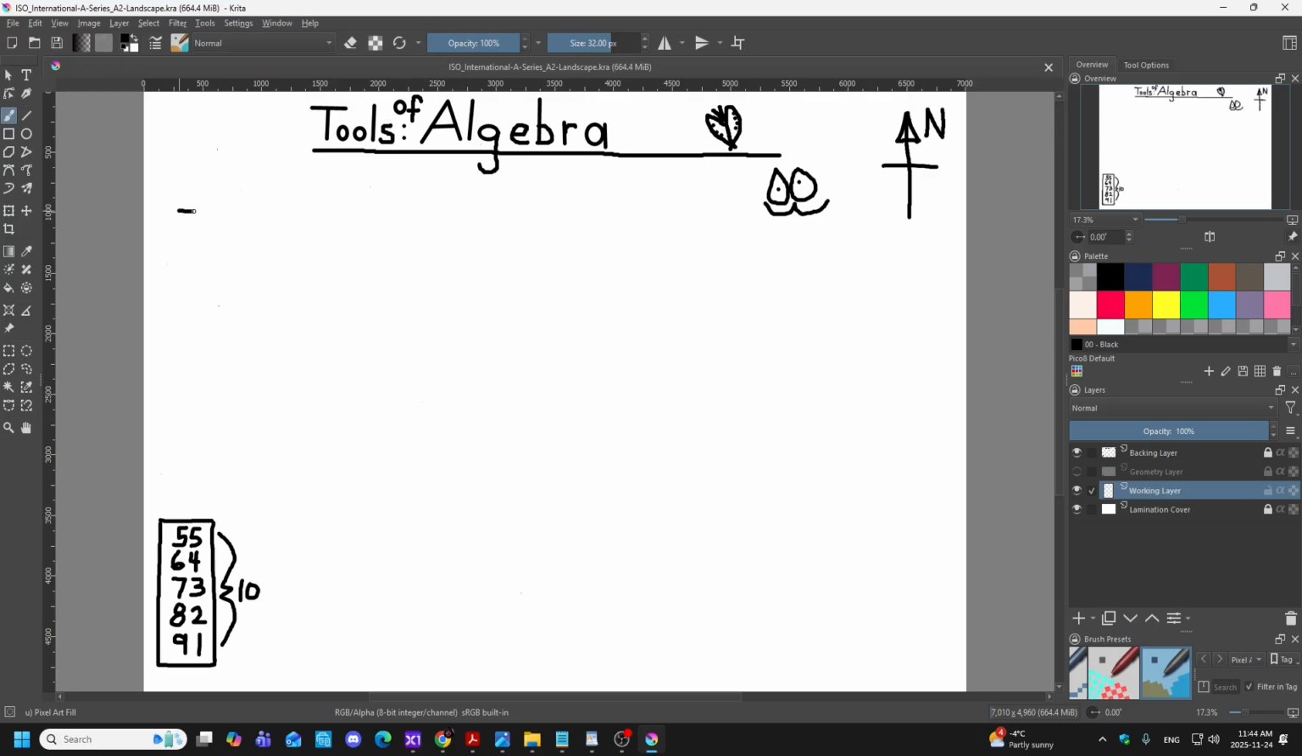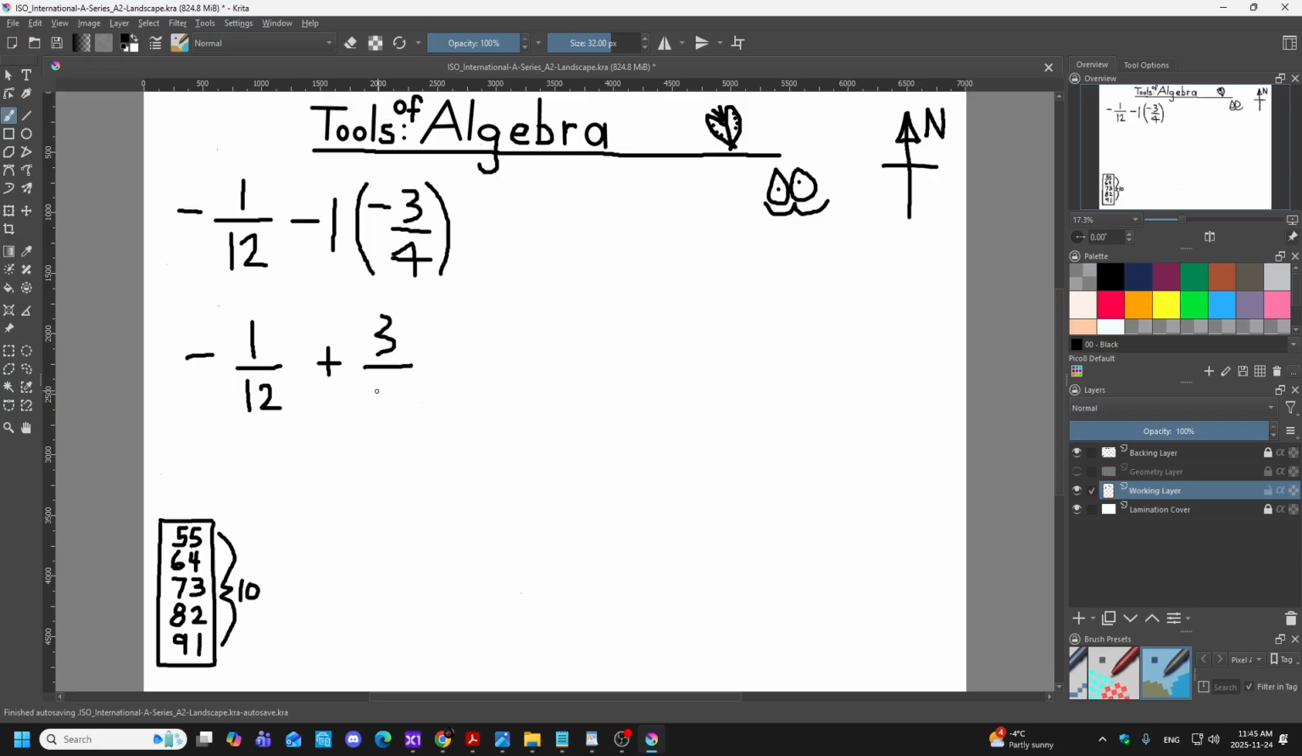All right, negative 1 over 12. Subtract negative 3/4. All right, there we go. Same concepts. Negative times a negative is a positive. I could quickly rewrite this, which you have to do as a step anyways. And 3/4. This is part of showing your work as well.